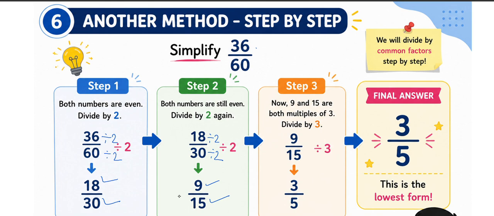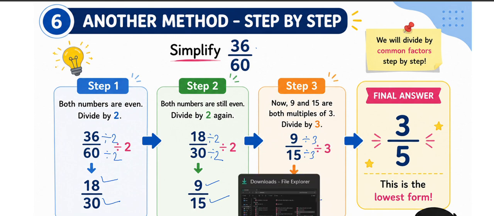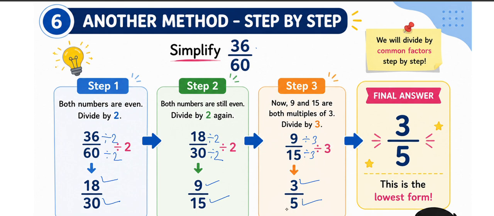Okay, now let's go to the next number. After 2, what comes? 3 comes. 9 is divisible by 3. Yes, 15 is also divisible by 3. So now 9 and 15 are both multiples of 3. So divide them by 3. 9 divided by 3: 3 threes are 9. 15 divided by 3: 3 fives are 15. So now you get 3 upon 5.